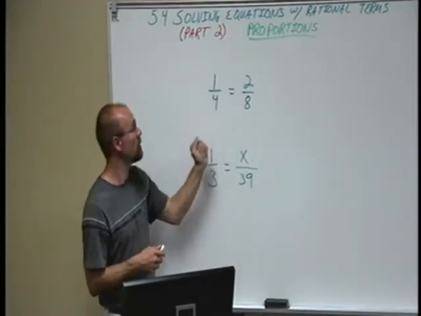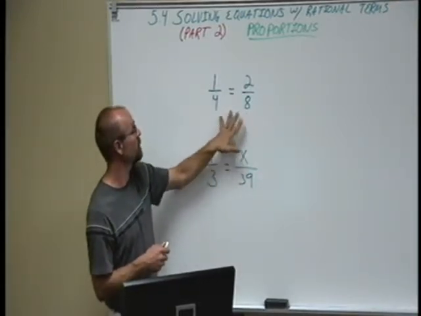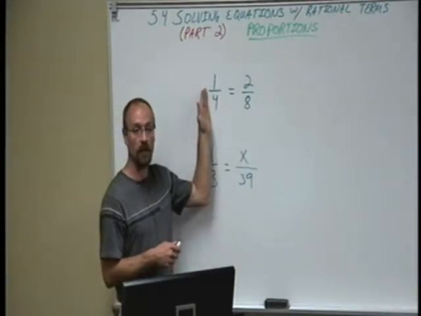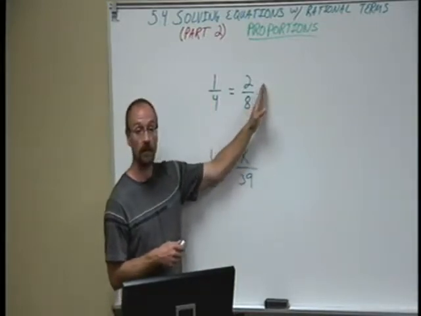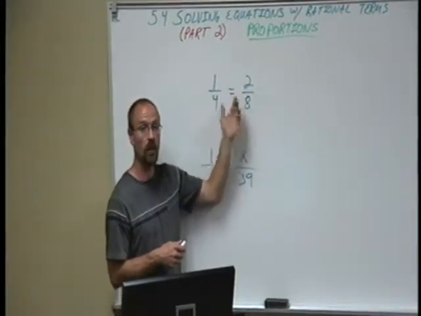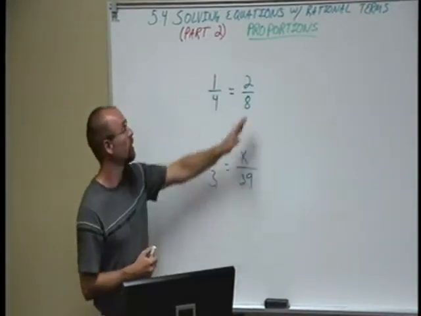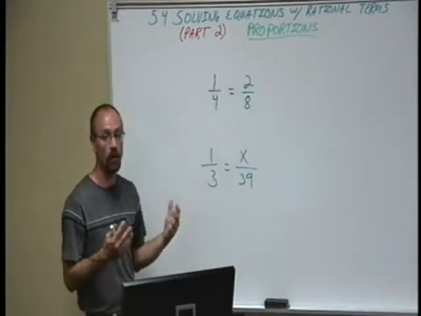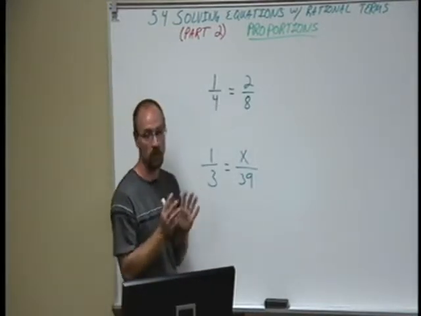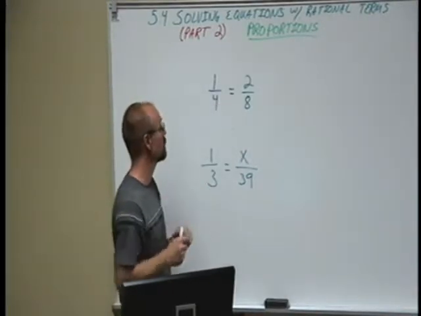If we use the LCD here, I can recognize the LCD to be 8. If I multiply this side by 8, I get 2. If I multiply this side by 8, I get 2. 2 equals 2, so this is a true proportion. The ratio holds true. Or, if I reduce this, I get 1/4. However you look at it, a proportion must be true. Something is to something else.